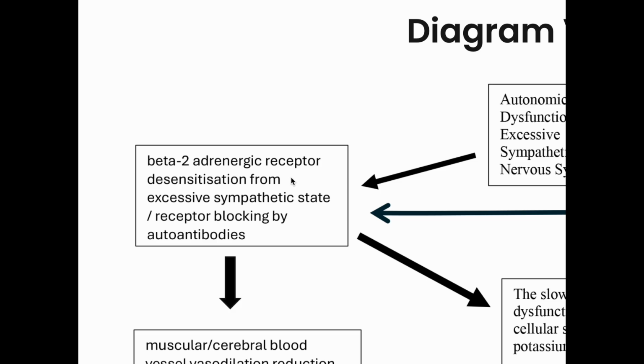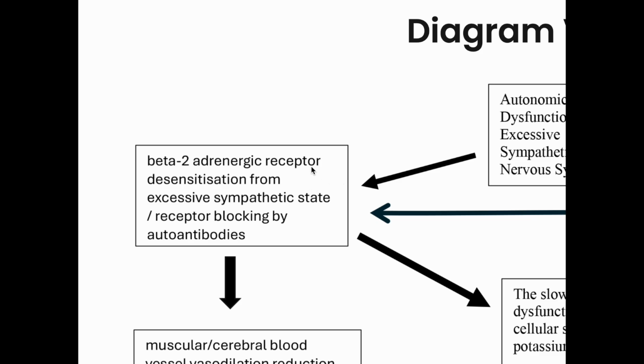And just to be clear, this is the blood vessels in the muscles and in the brain, not the central blood vessels which are concerned with blood flow return to the heart. We'll come to those in a moment, but this is in the muscles. And so it's causing vasoconstriction of the muscles there.